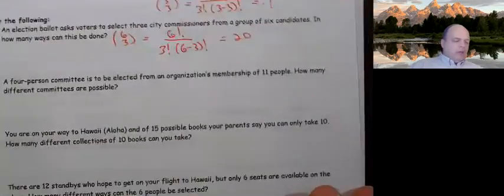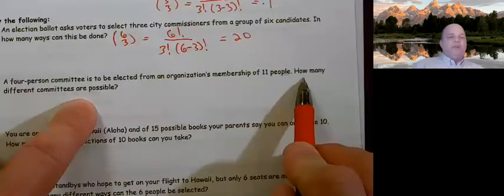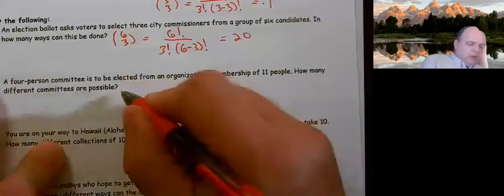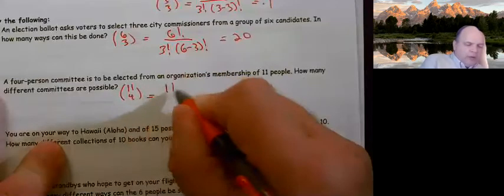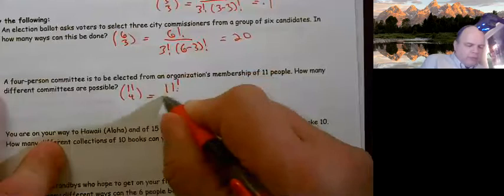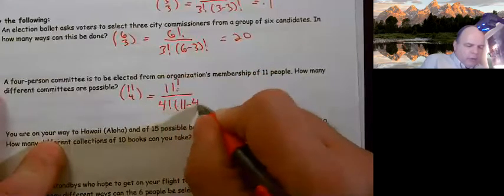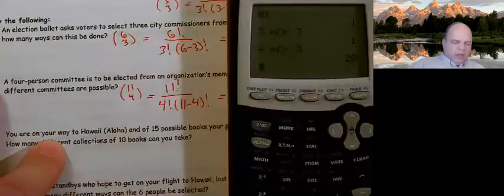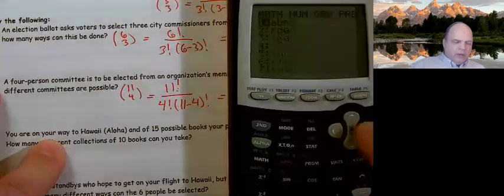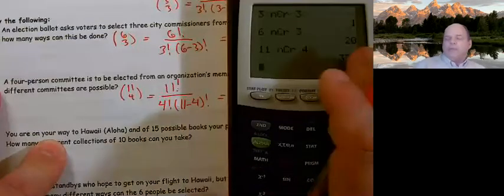A 4-person committee is to be selected from an organization membership of 11 people. How many different committees are possible? So we have 11. We want to choose 4. So this is going to be 11 factorial over 4 factorial times 11 minus 4 factorial. So 11 math probability 4, 330.